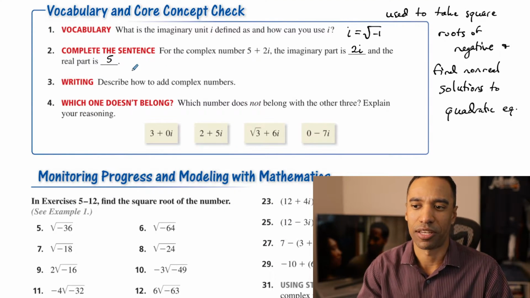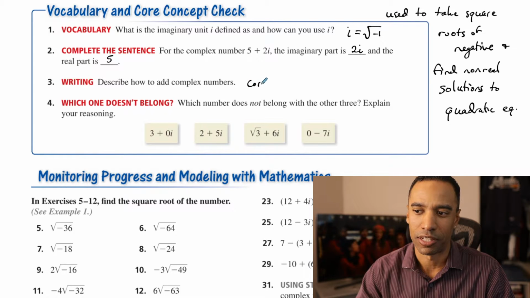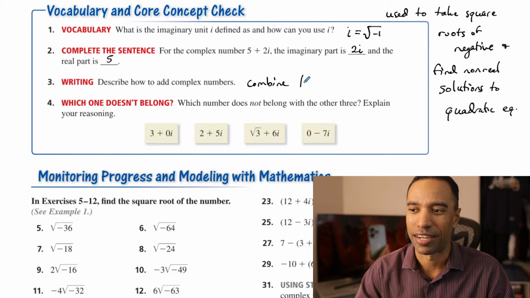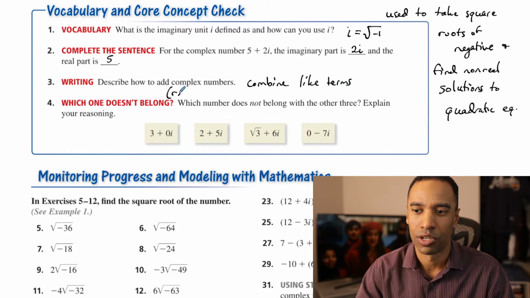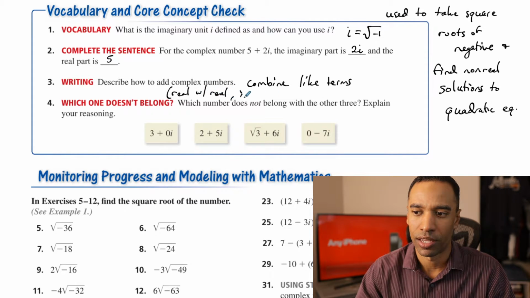Describe how to add complex numbers. I'm going to say this straight up, y'all. Combine like terms, which means add imaginary with imaginary and real with real.